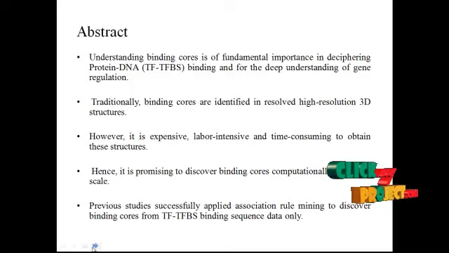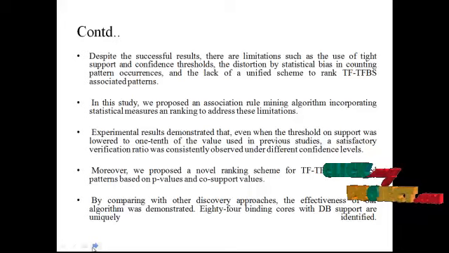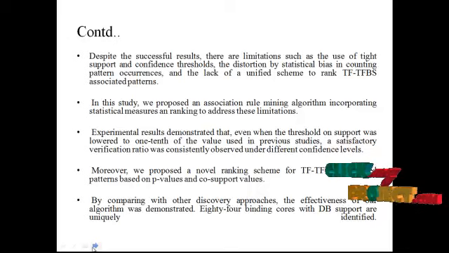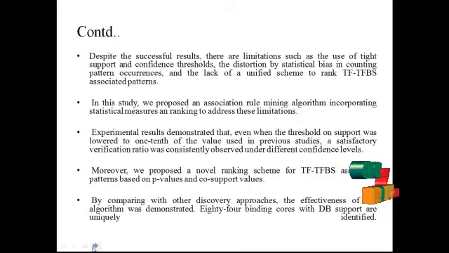Previous studies successfully applied association rule mining to discover binding cores from TFBS binding sequence data only. Despite the successful results, there are limitations such as the use of tight support and confidence thresholds, the distortion by statistical bias in counting pattern occurrences, and the lack of a unified scheme to rank TF-TFBS associated patterns. In this study, we proposed an association rule mining algorithm incorporating statistical measures and ranking to address these limitations.